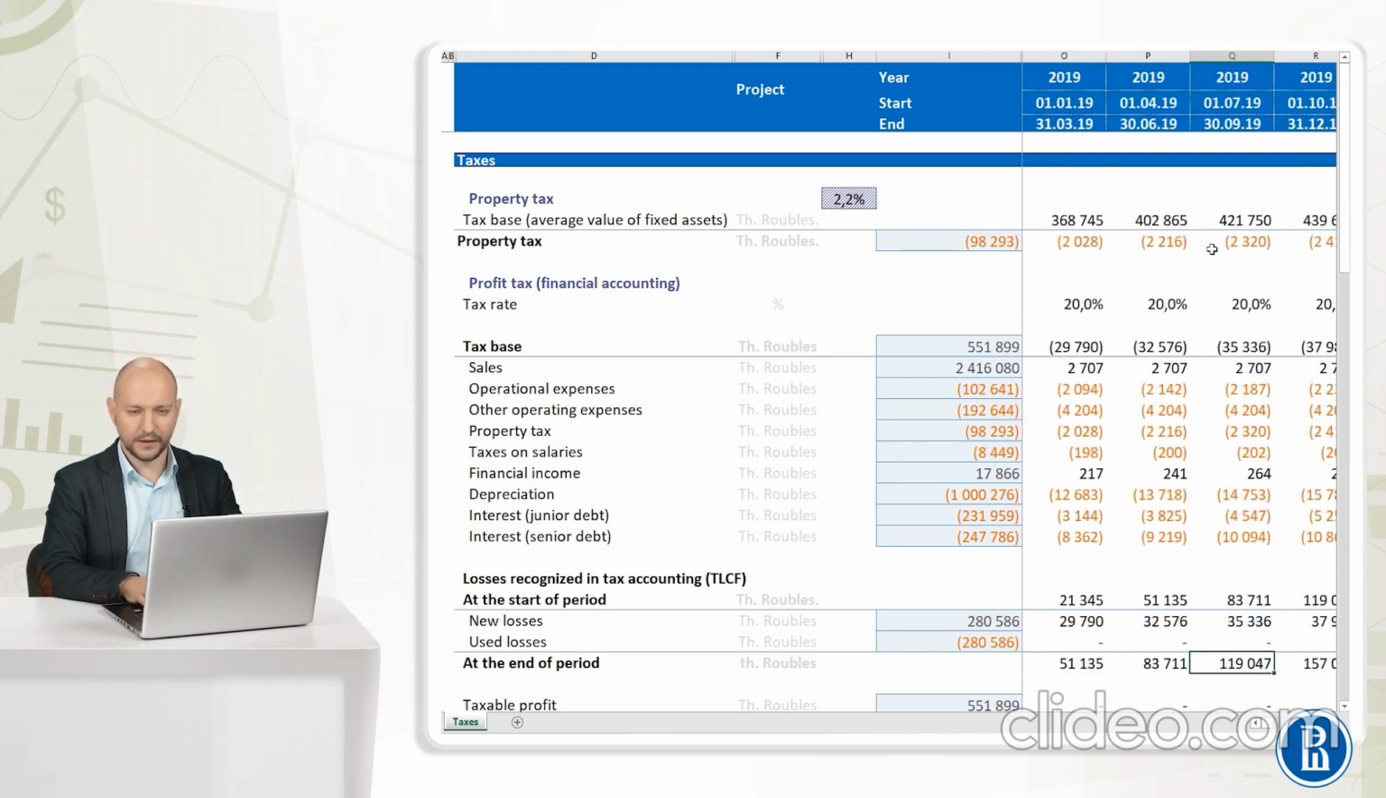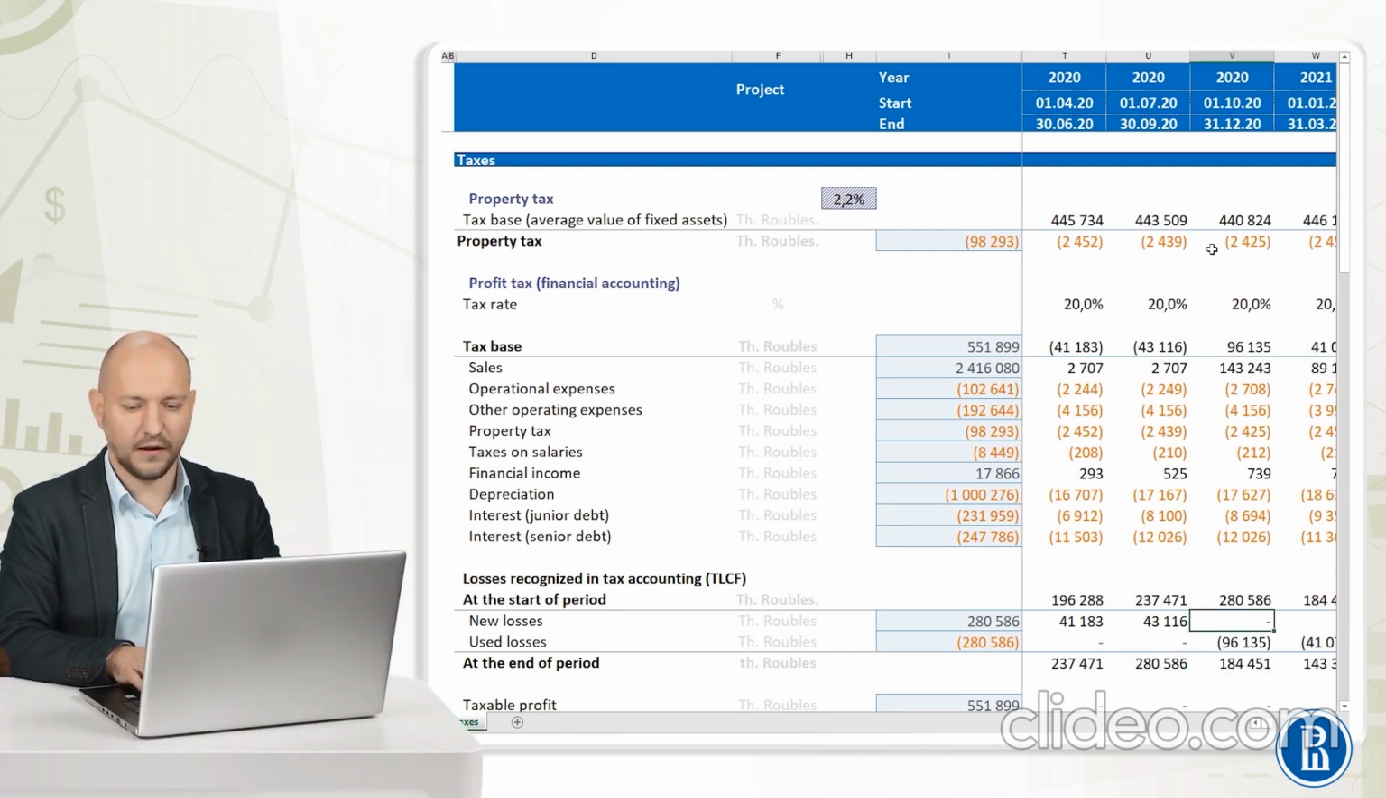Here, for instance, by the end of 2019, we have already 157 million rubles in losses that we had in the past. This means that we can still use those losses to decrease our profit tax to be paid in the future. And as we see, until the fourth quarter of 2020, the company still has losses.